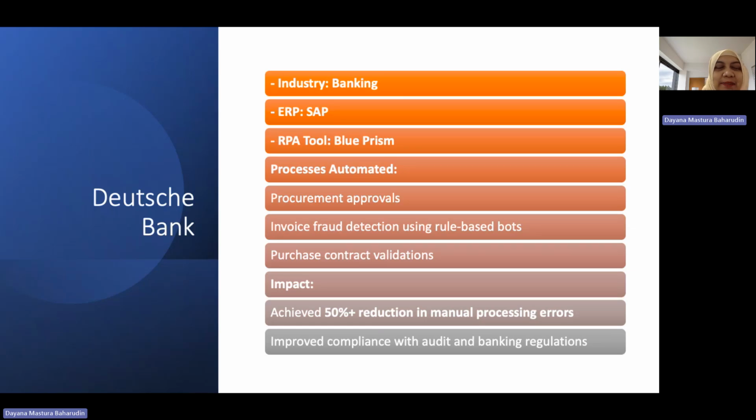Okay, so Deutsche Bank. Industry: banking. ERP: SAP. RPA tool: Blue Prism. Process automated: procurement approvals, invoice fraud detection using rule-based bots, purchase contract validations. Okay, impact. Achieve 50% plus reduction in manual processing errors. Amazing. Improve compliance with audit and banking regulations. Yeah, that's very important for a bank.